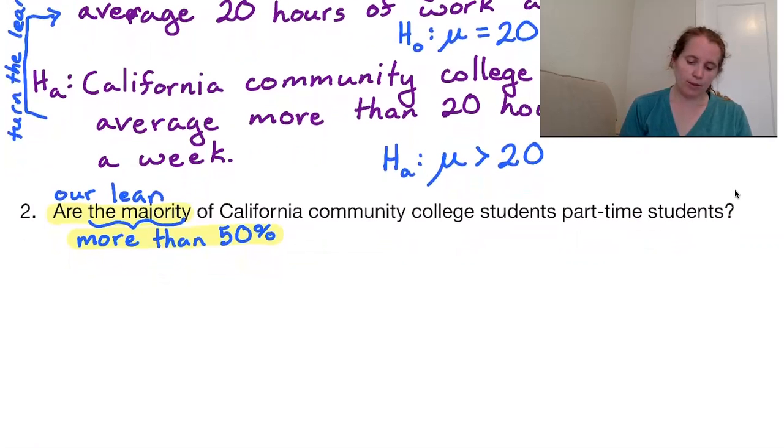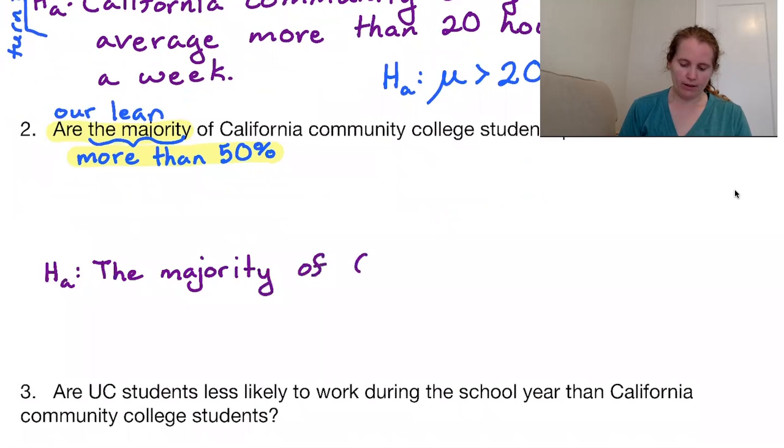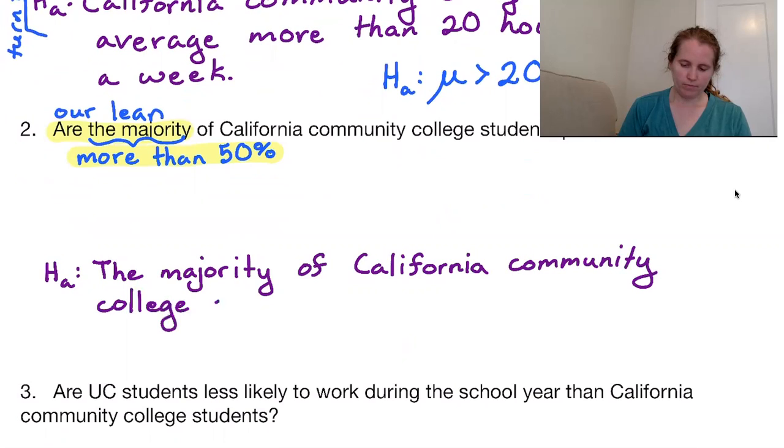So our alternative hypothesis would be the statement with the lean. So the majority of California community college students are part-time students.